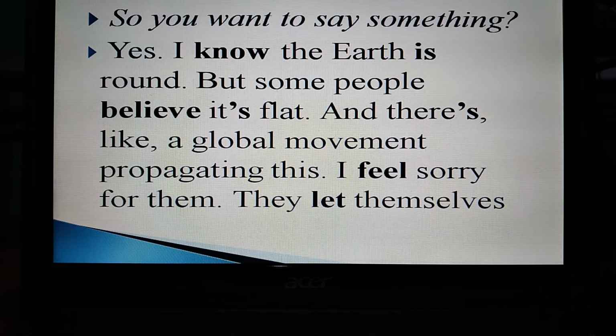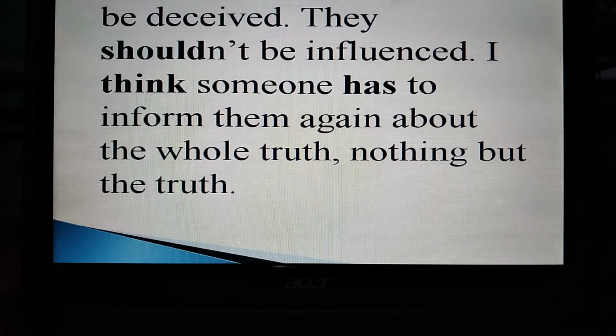So it goes, yes, I know the earth is round, but some people believe it's flat. And there's like a global movement propagating this. I feel sorry for them. They let themselves be deceived. They shouldn't be influenced. I think someone has to inform them again about the whole truth, nothing but the truth. So help him God. Alright? Something like that.